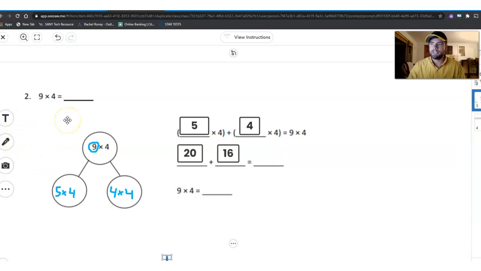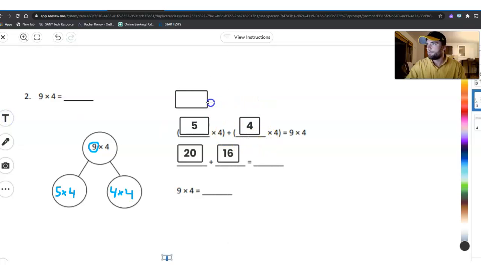Again, using a separate sheet of paper on these SeeSaw assignments is probably the best way to do it, because you can't really put 20 and 16 on top of each other unless you're drawing. So I'm very aware that it's a lot easier to do this on paper. But again, keep up the good work. You guys are doing awesome. And then 20 plus 16 ends up being 36. So 9 times 4 is 36.